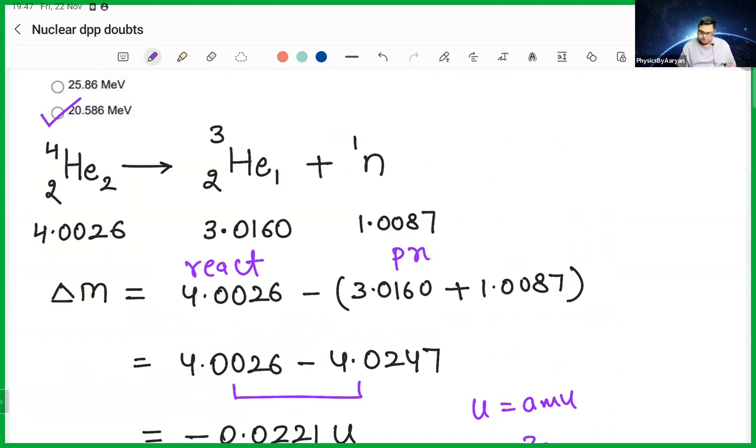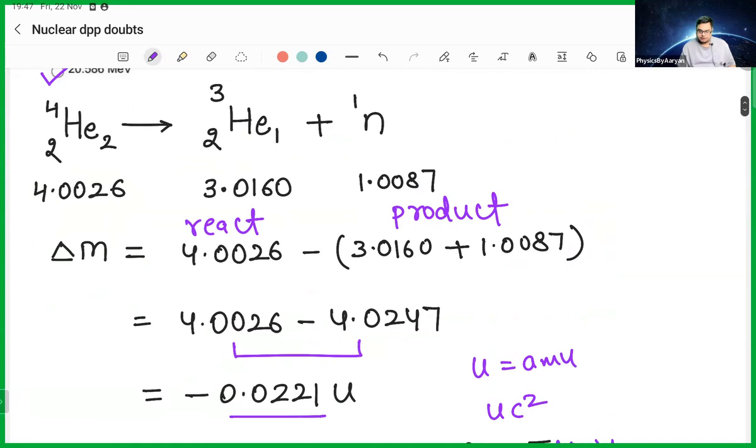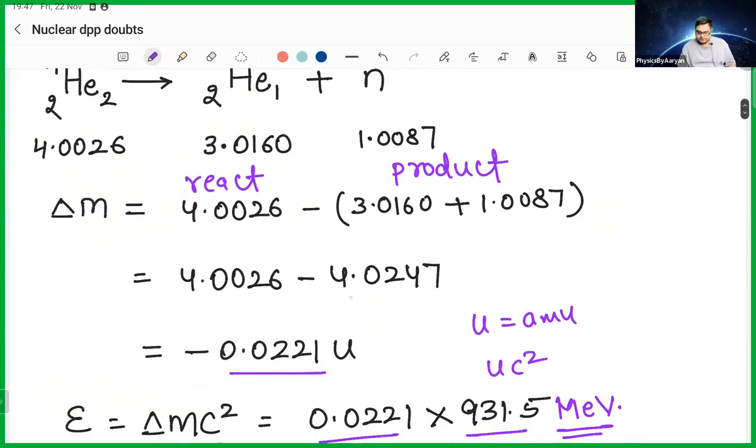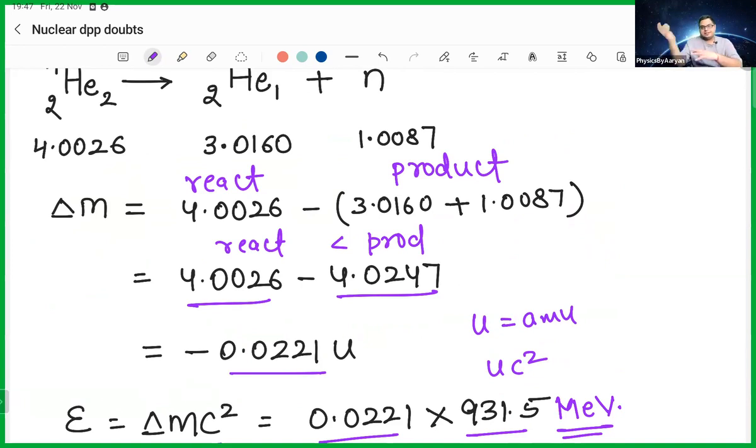This is the mass of the product. Negative means that this thing is bigger, right? And you can see here, if I add, this thing is bigger than this, so it means the product mass is more than the reactant mass. So you had a reactant, you had a product, the mass increased.